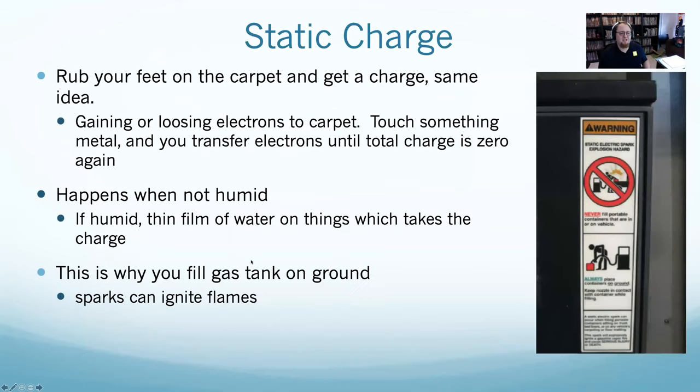This is the same idea of a static charge. Like if you rub your feet against the carpet, you can zap something. Every single time my wife gets up from the couch, she gets an electric zap and it makes me laugh.